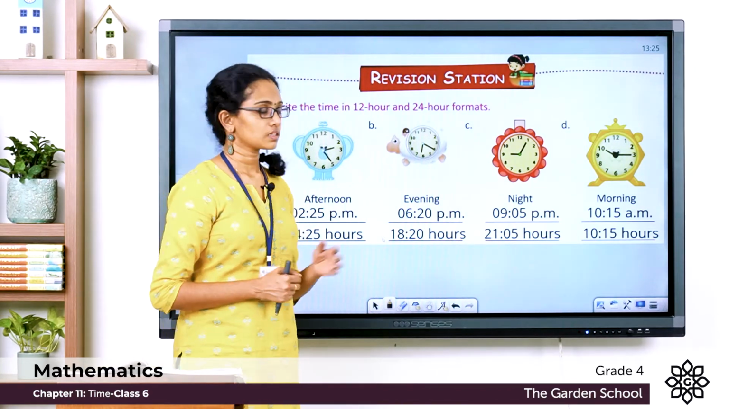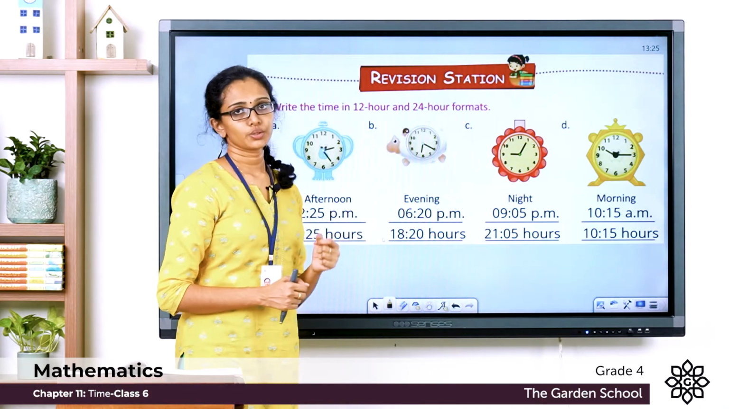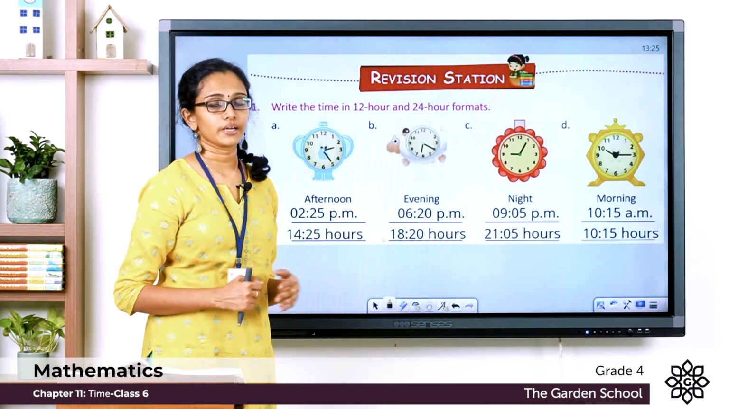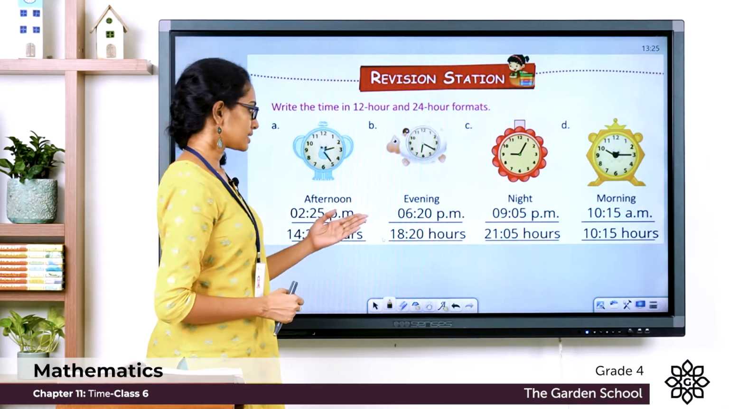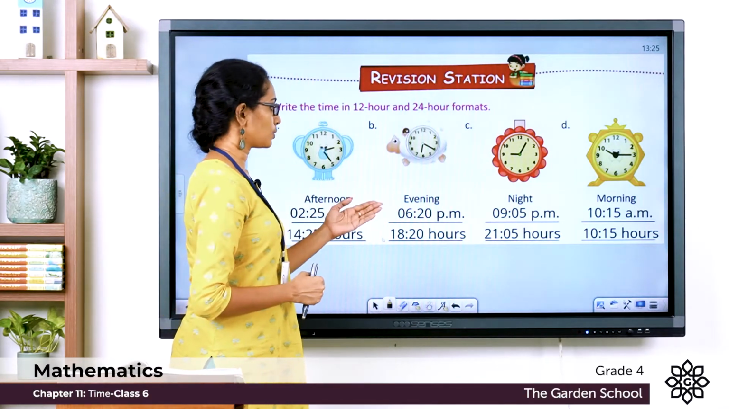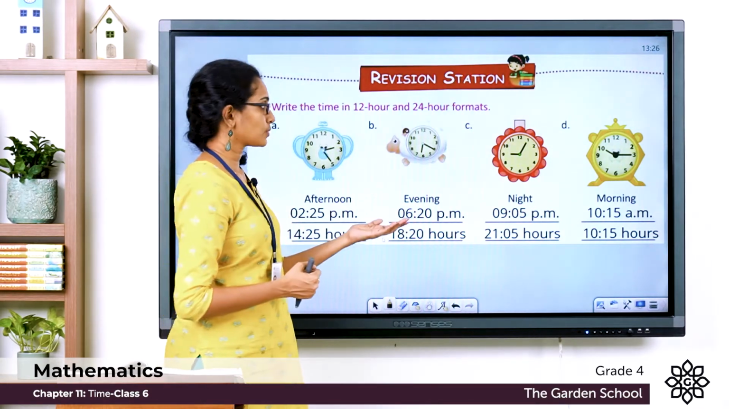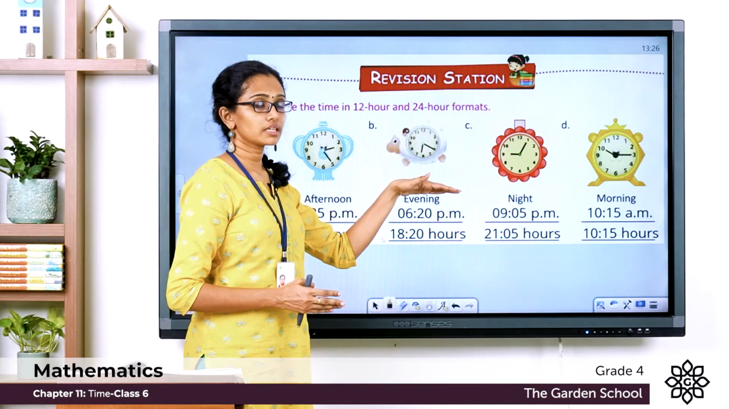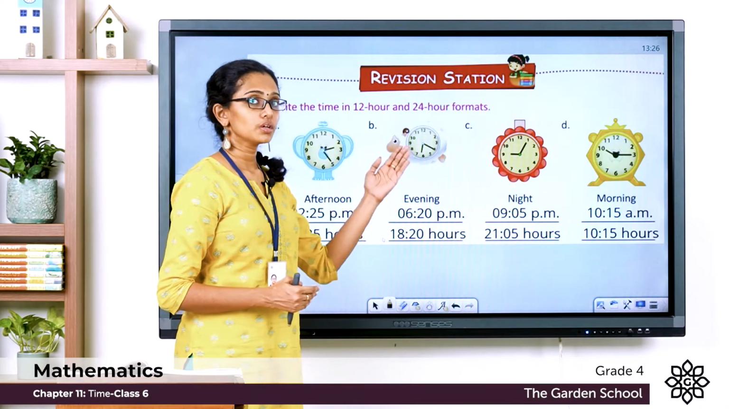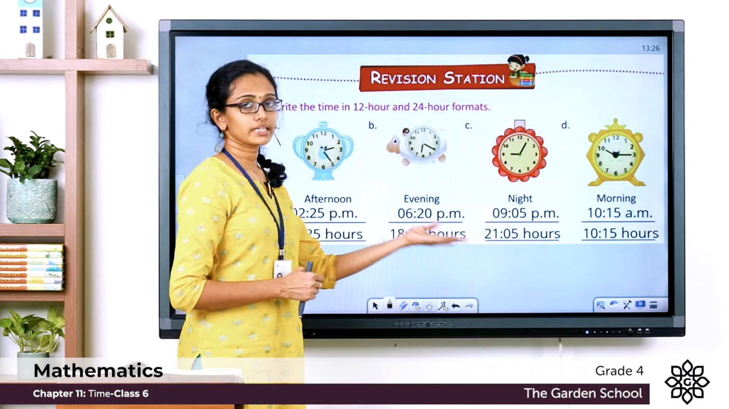In the second question, you have the hour hand between 6 and 7. So, the hour is 6, minute hand pointed to the number 4, which corresponds to 20 minutes. And here it is mentioned it is evening. So, it is PM. So, here the time is 6:20 PM and the equivalent in 24-hour format is equal to 18:20 hours. So, how do you get that 18:20? After 12 o'clock, you count the numbers as 13, 14, 15 and 6 o'clock will be equal to 12 plus 6, 18, then the 20 minutes. So, it is 18:20 hours.